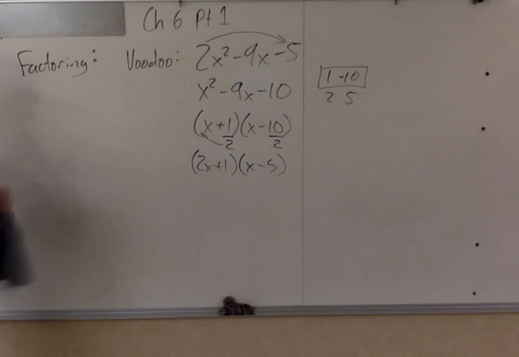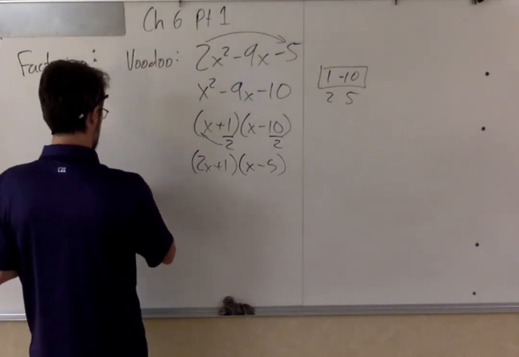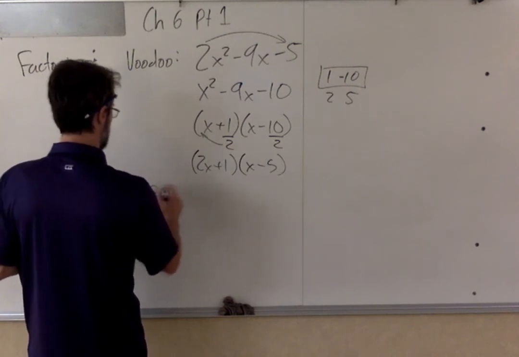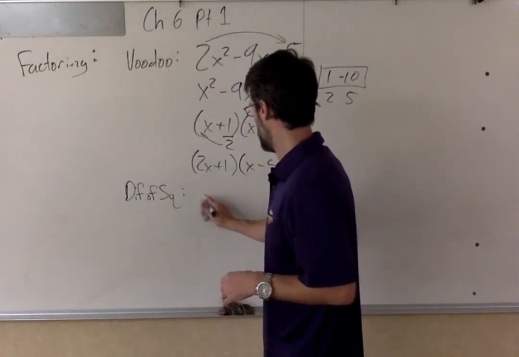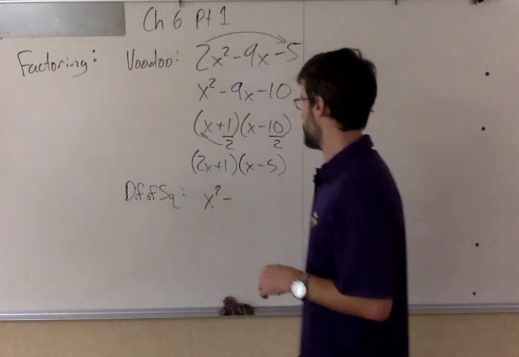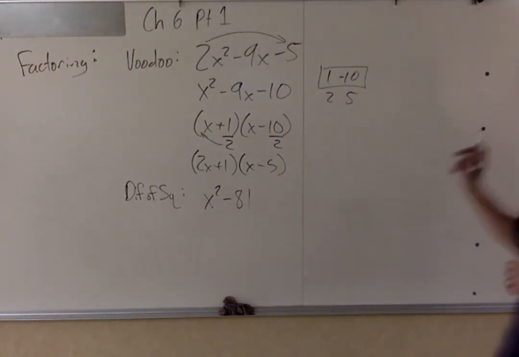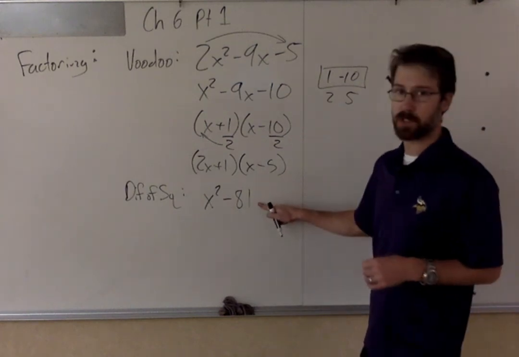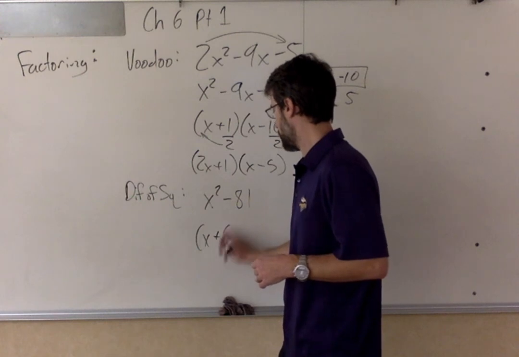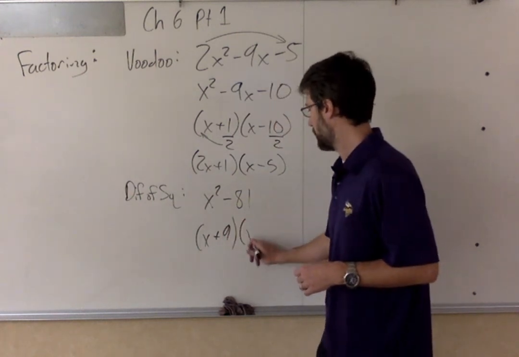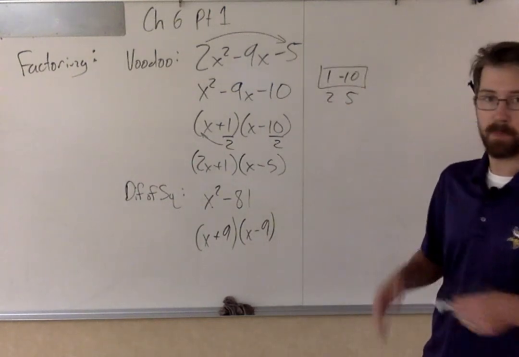All right, the last one would be difference of squares. So difference of squares, if you know what you're doing, this is easy. This is easy money right here. X squared minus a number, and that number is a perfect square. That will always factor, and it's always x plus the square root of that number and x minus the square root of that number.